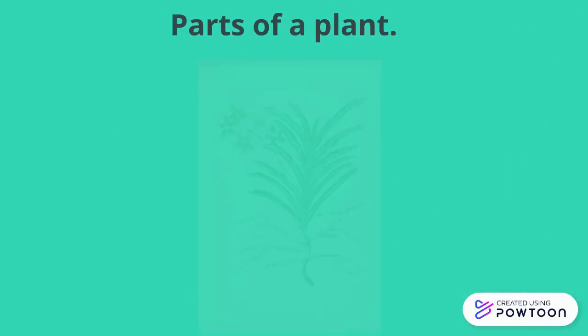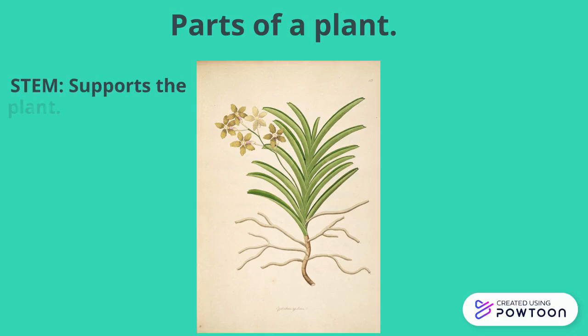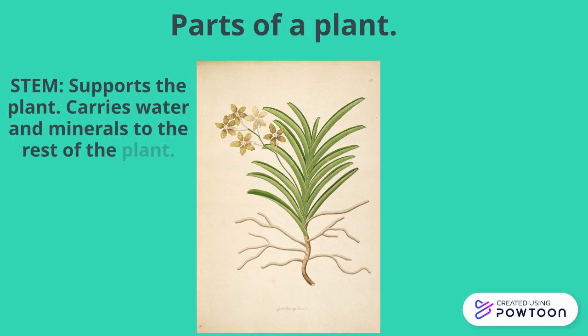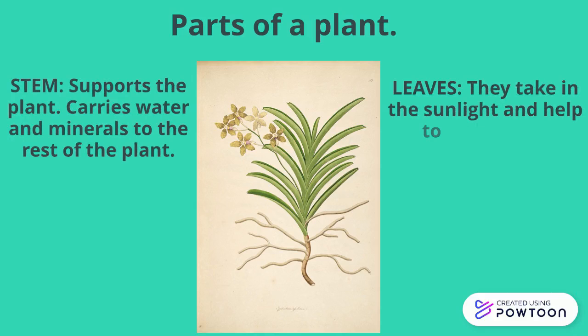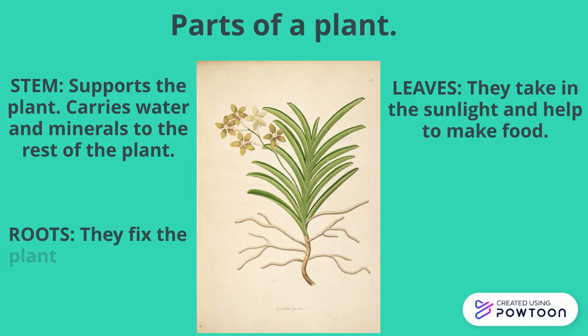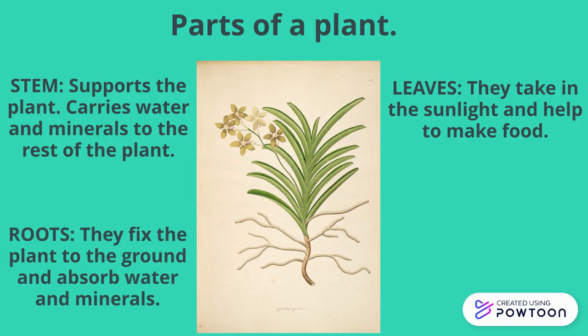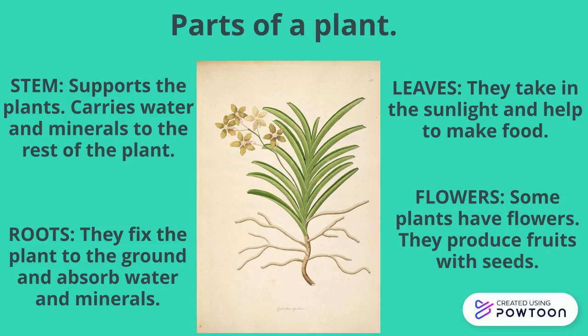Parts of a plant. Stem supports the plants, carries water and minerals to the rest of the plant. Leaves, they take in the sunlight and help to make food. Roots, they fix the plant to the ground and absorb water and minerals. Flowers, some plants have flowers. They produce fruits with seeds.